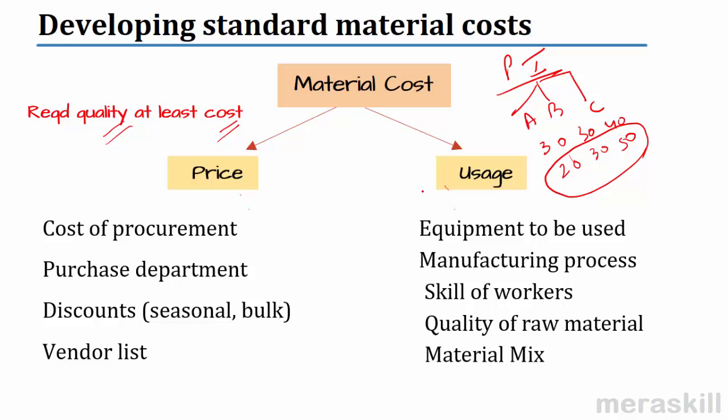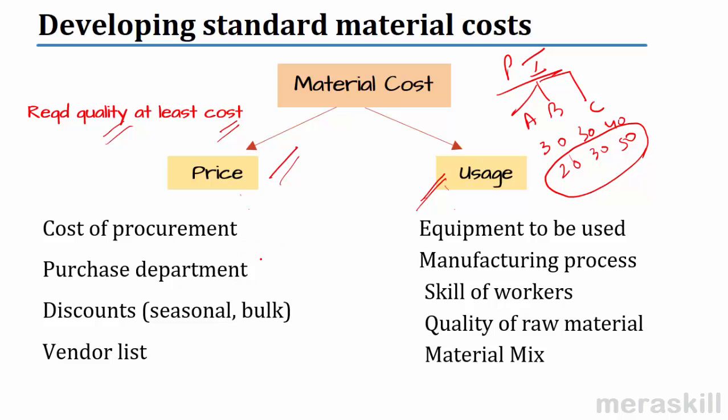So what did we say? When we develop material cost, it comprises two elements. One is the price and one is the usage. The price, how is it? It's the cost of procurement, the purchase price. The purchase price at different times may be different. We may get discounts. These things must be factored in.